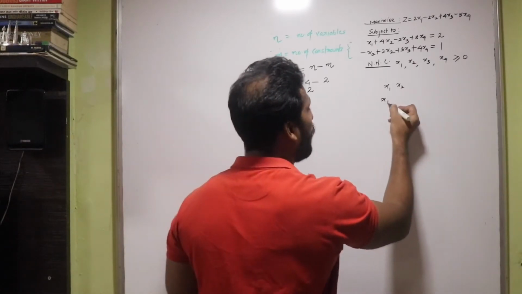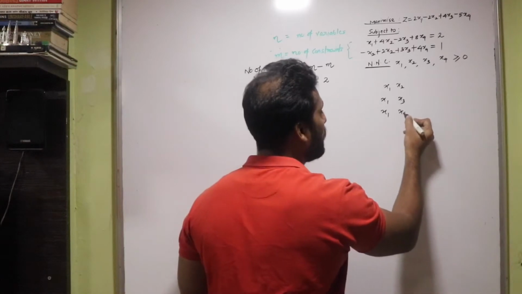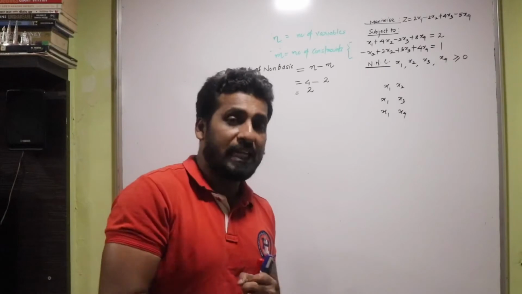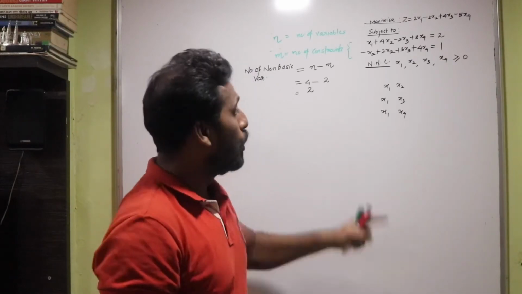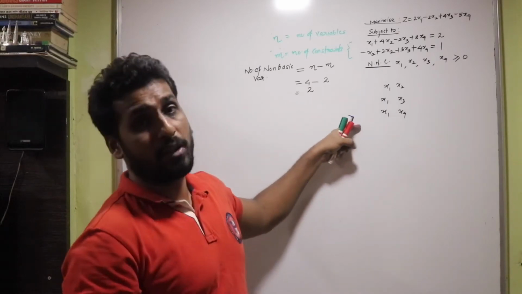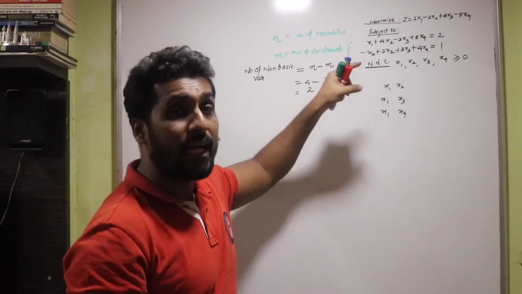Then I take x1 and x3 as 0. Then I take x1 and x4 as 0. Did you observe x1 was kept intact and I kept changing x2, x3 and x4. So these are the 3 non-basic variables set, I can say, that I'm going to take as 0.